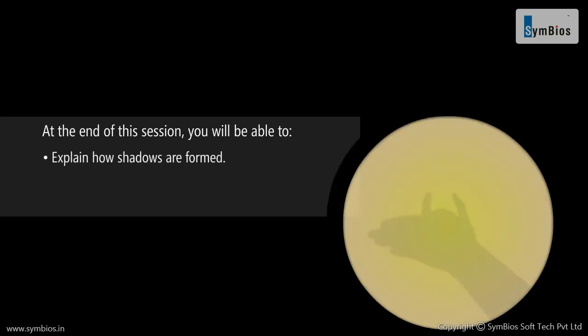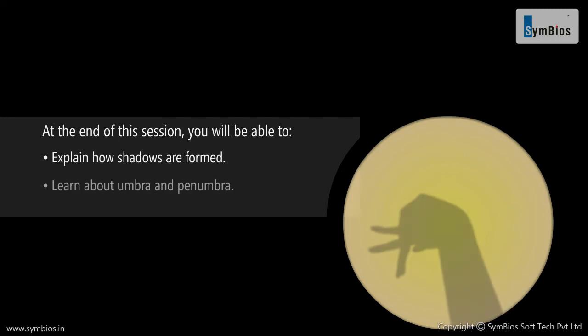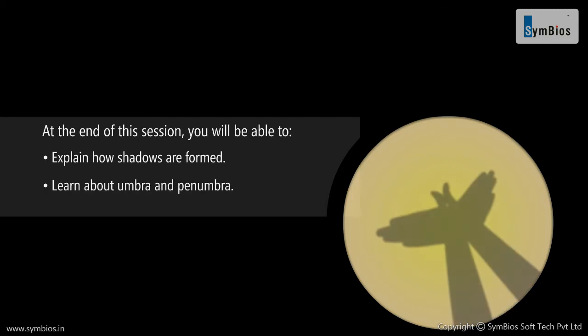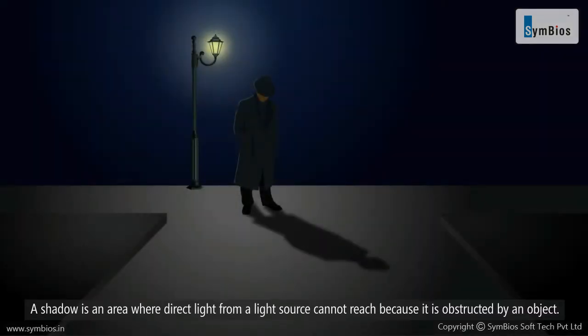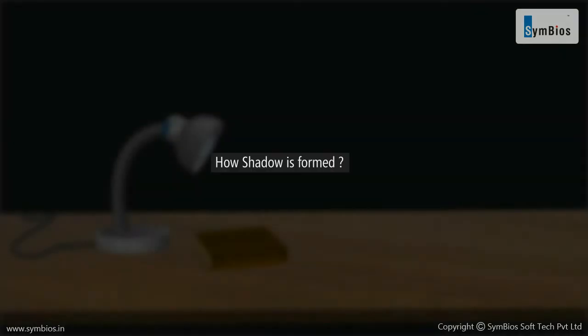At the end of this session, you will be able to explain how shadows are formed, and learn about umbra and penumbra. What is a shadow? A shadow is an area where direct light from a light source cannot reach because it is obstructed by an object. Let us perform the following activity to understand how a shadow is formed.